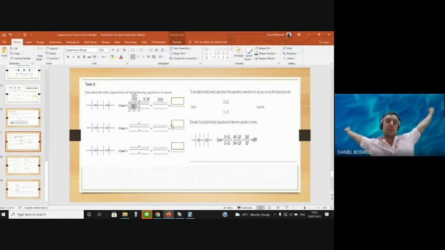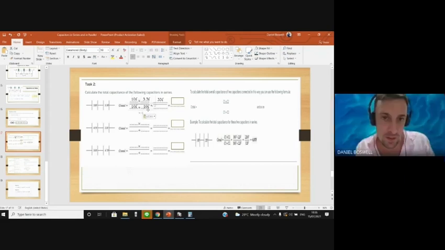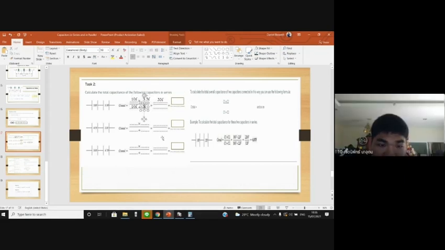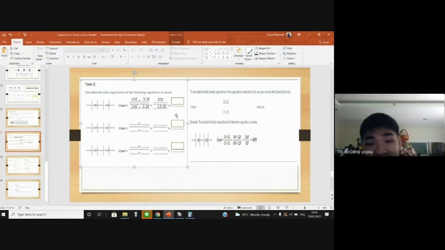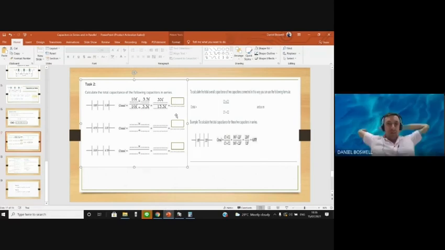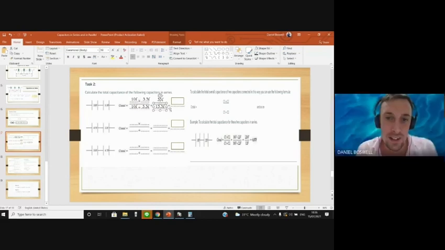What number do we put in here? 10 farad. What number do we put in here? 3.3. What's our answer? 13.3. Now what do we do? What's the next step? Divide. What do we divide? 33 divided by 13.3. Okay, what's the answer?